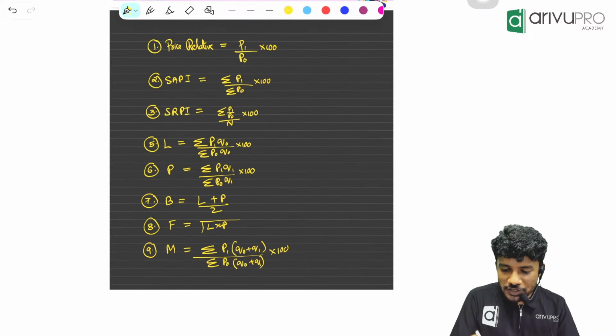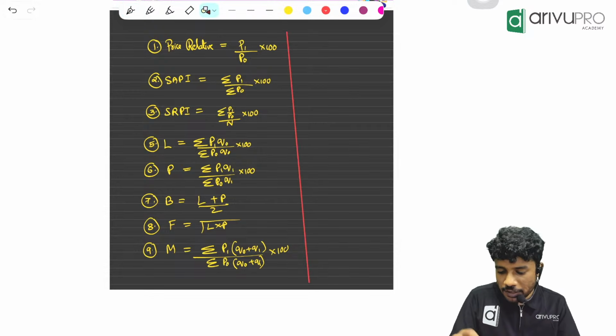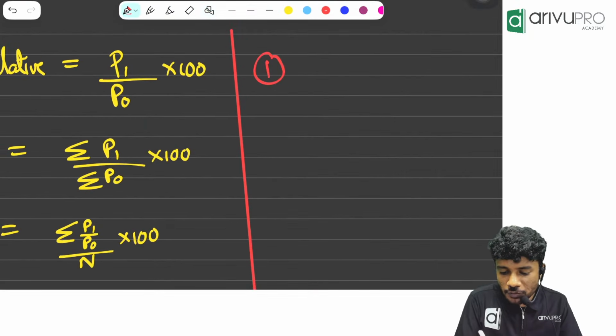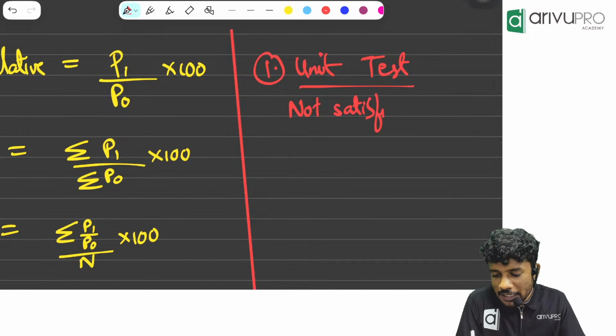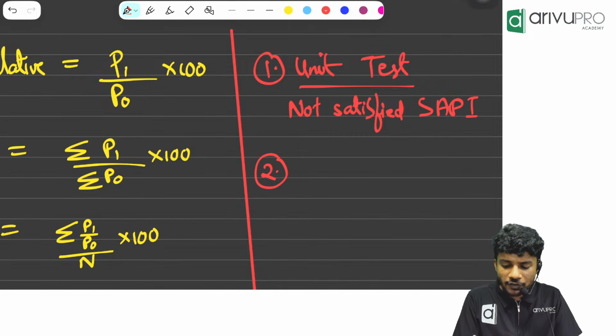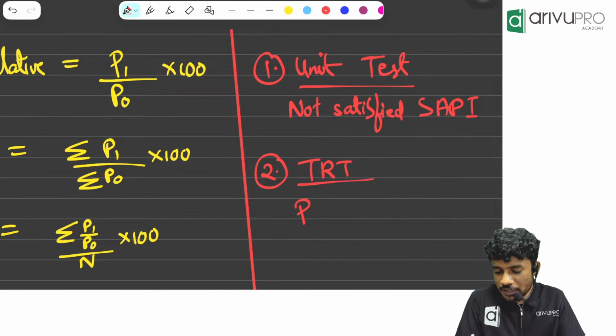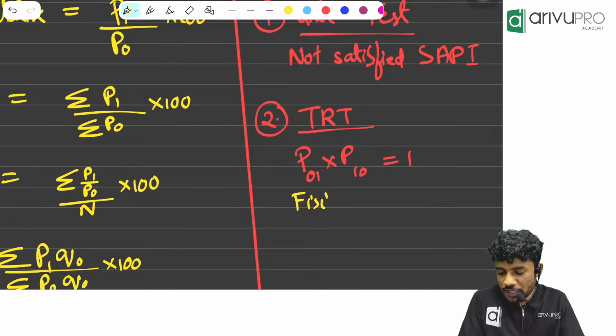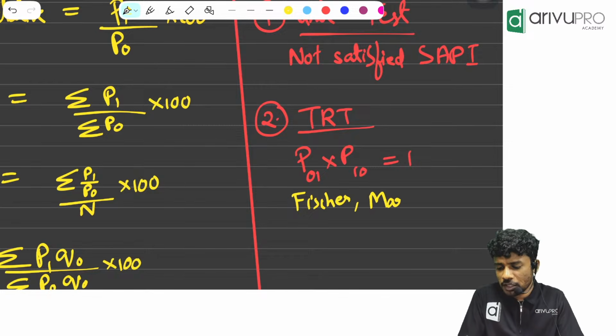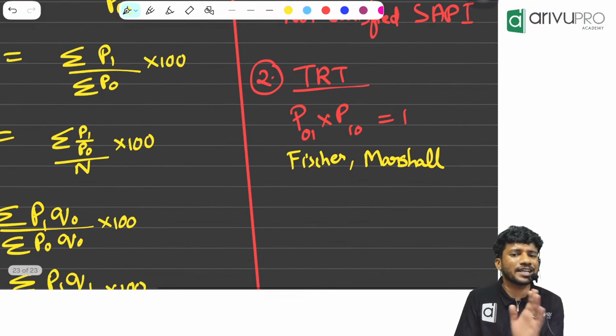Now here itself, along the side, I will mention the number of our tests. Which all tests were there, people? First test was what? Unit test. Unit test is not satisfied by whom? Not satisfied by SAPI. Okay. Then the second one was what, people? Our time reversal test. Time reversal test condition was what, people? P01 into P10 should be equal to 1. Who is satisfying it? Mainly Fisher. Then we are telling one more person, Marshall. Then actually Bowley is also there, but we will not predominantly say about that.